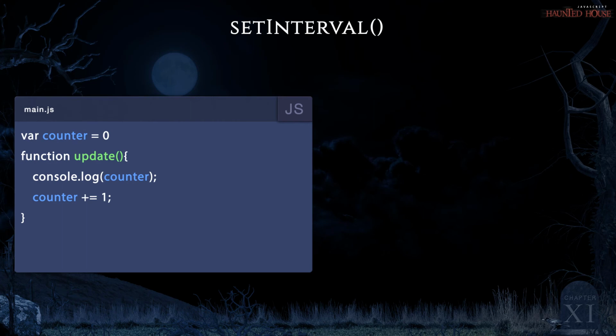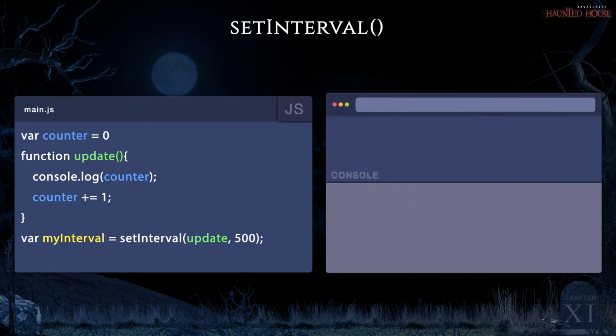With the setInterval, we set the execution of the update function every 500 milliseconds, or every half second, as you prefer. Let's open the console and run the code. It works! Just as the setTimeout, the setInterval can also be stopped, this time using clearInterval.